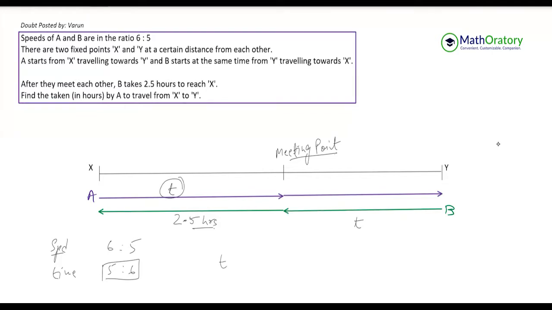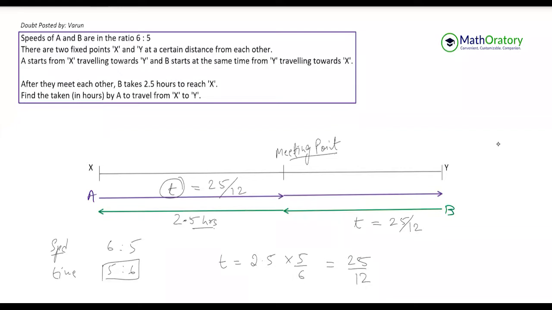The t will be equal to 5/6 of this, which should be 12.5 by 6. I'm just trying to get an integer fraction, so I'm taking this as 25 by 12. So we get the meeting time. This is 25 upon 12, and this is also 25 by 12 because this is the meeting time of A and B. That's the same time we are talking about.